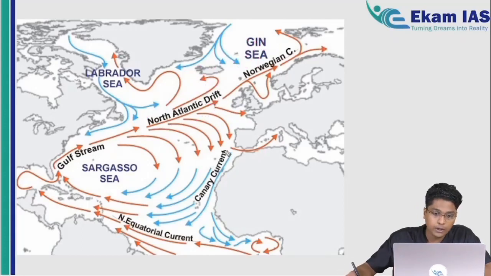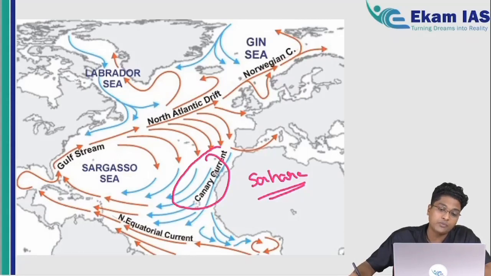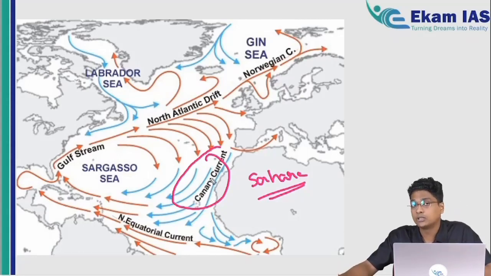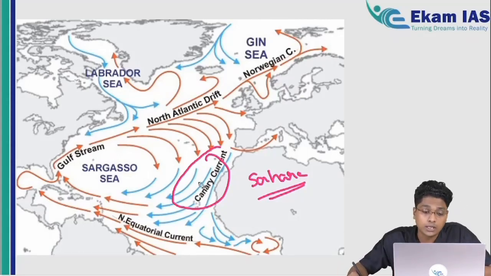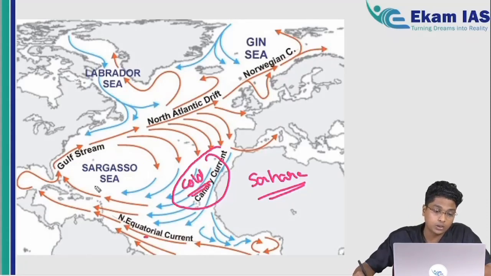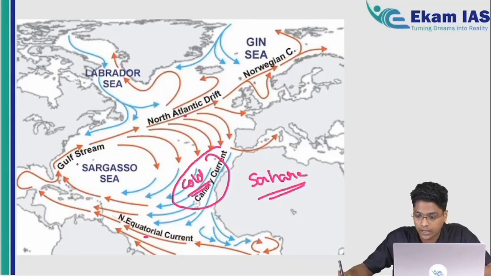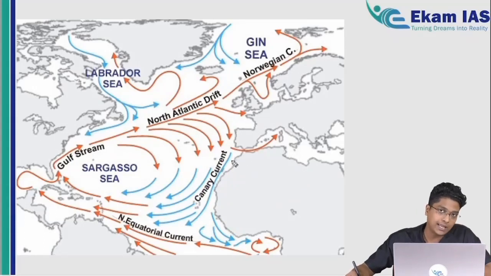Now another current you have to remember here is the Canary Current. Here we have the Sahara Desert, and near the Sahara Desert on the western margin we have the Canary Current. This Canary Current, given in blue color, is a cold ocean current. Other currents like the North Equatorial Current, Gulf Stream, and North Atlantic Drift are warm currents, while the Canary Current is a cold current. You can remember this in this way.